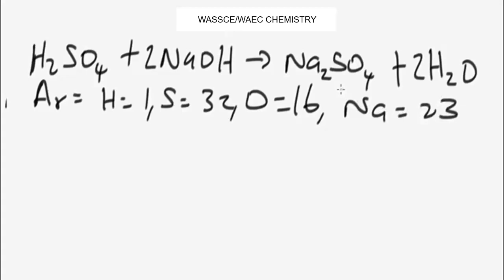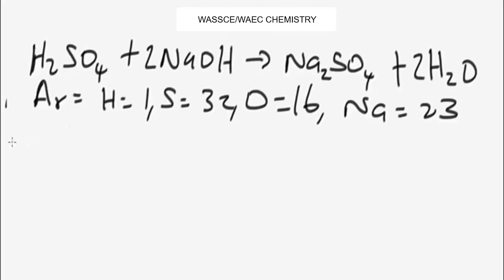So use this information to answer this question. Let's do it together. Now, to show that there is conservation of mass, we need to add the relative formula masses on the left hand side of this equation and also on the right hand side of this equation.